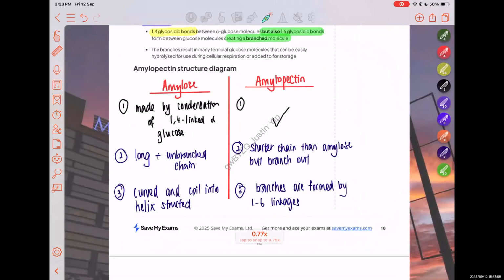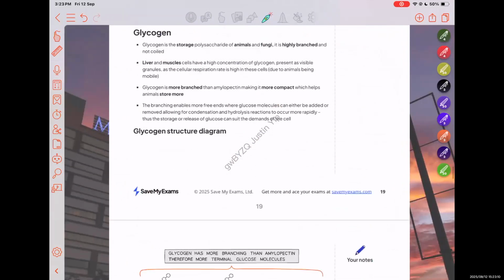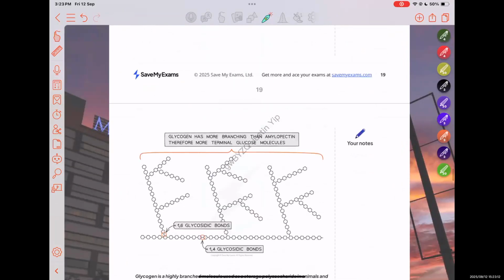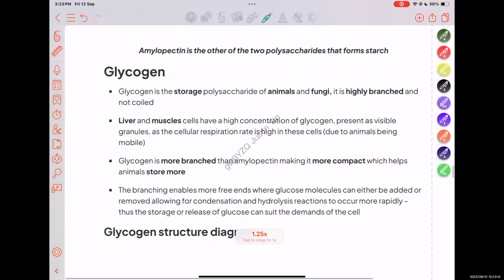Okay, and then after that, we look at glycogen. Glycogen is also actually easy. They are also called storage polysaccharides, but they are mainly in animals and fungi. They are highly branched, but they do not coil. And you need to know a very important thing.